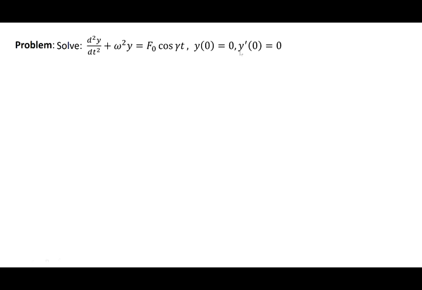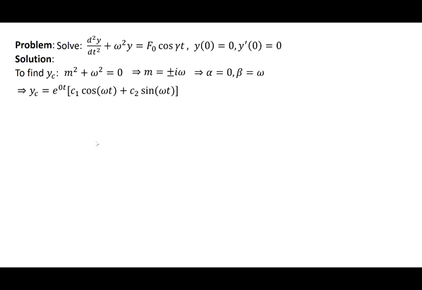And the initial displacement is 0, initial speed is 0. I should call it speed, it's a scalar quantity. So initial speed is 0, right? So how do we solve this? Clearly, this is a non-homogeneous equation, so the process is the same. Complementary solution, and alpha is 0, beta is omega, and so y sub c turns out to be c1 cosine omega t plus c2 sine omega t. Cool? All right, then what?